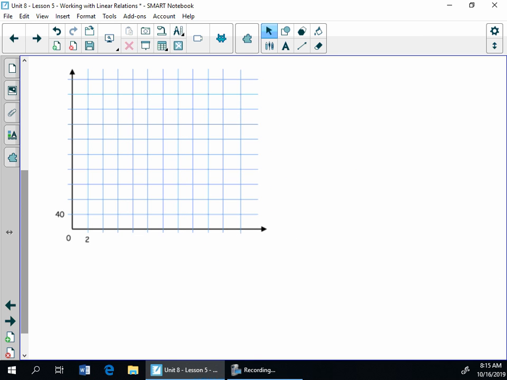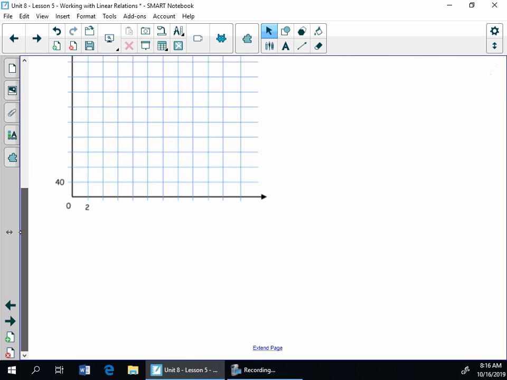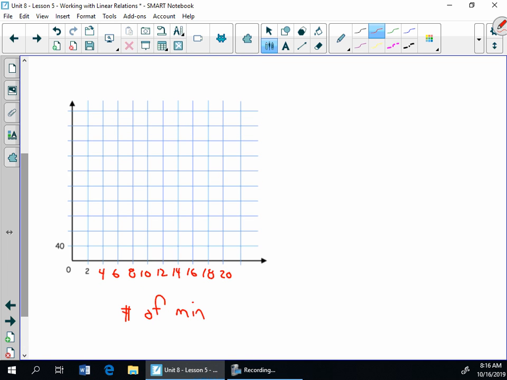So it makes sense to me, looking at the information that we got, that the number of minutes would be across the bottom. I've already started my pattern, so I just have to finish the pattern, going by 2s each time. And 20 minutes should be enough. Up the side, I think that's our height. The pattern's going by 40s. So we'll add a few more of these in here. That should probably be enough right there.